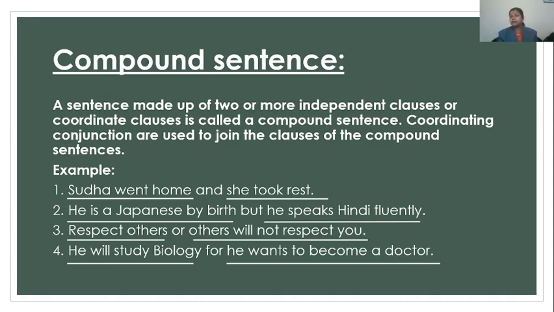This simple, compound, complex is only a matter of clauses, meaning the number of clauses present in a sentence. If a single clause is there, it is a simple sentence. If more than one clause is there, it is either a compound sentence or a complex sentence. If both the clauses are independent clauses, it is a compound sentence.